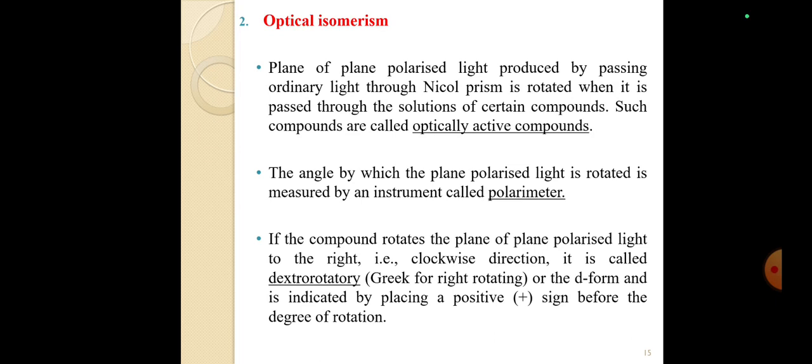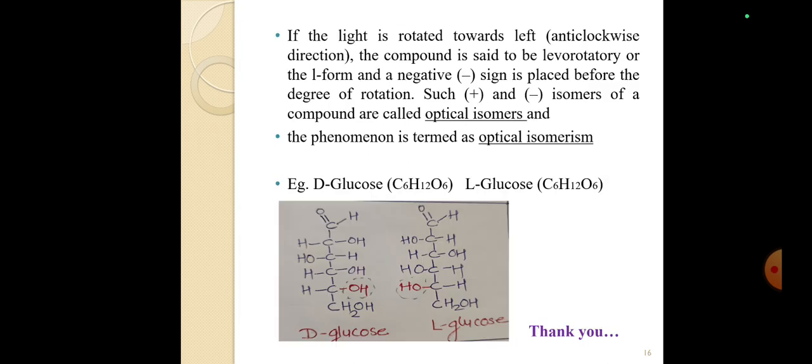If the compound rotates the plane polarized light towards the right, that is the clockwise direction, it is known as a dextrorotatory compound, and for that compound's name we mention a prefix small d, a positive sign, or capital D. If the light is rotated towards the left, anti-clockwise, then that compound is known as a levorotatory compound, and before its name we mention small l, a negative sign, or capital L. Dextrorotatory and levorotatory compounds are optical isomers, and the phenomenon is known as optical isomerism.